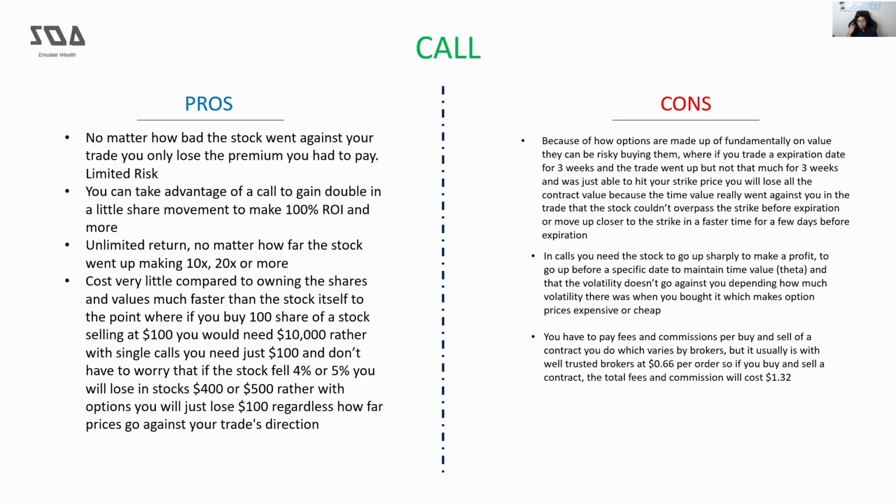Now let's talk about the cons, the disadvantages. Because of how options are made up of extrinsic value, they can be risky to buy. If you trade an expiration date of 3 weeks and the stock didn't go up much for 3 weeks and was just able to hit your strike price, you will lose all the contract value, because time value really went against you in the trade: the stock couldn't pass the strike before expiration, or move closer to the strike in a faster time in the few days before expiration.